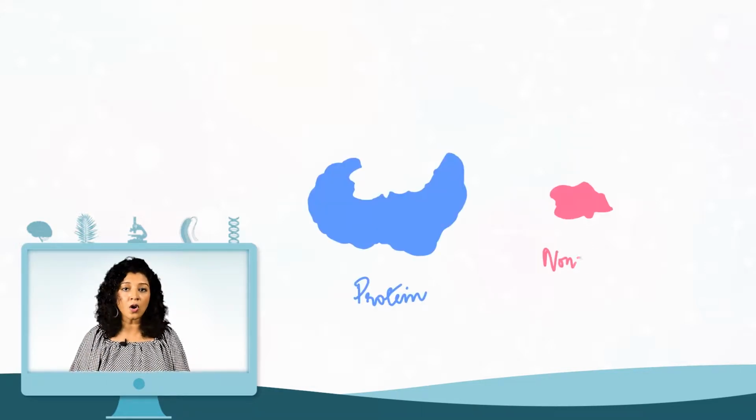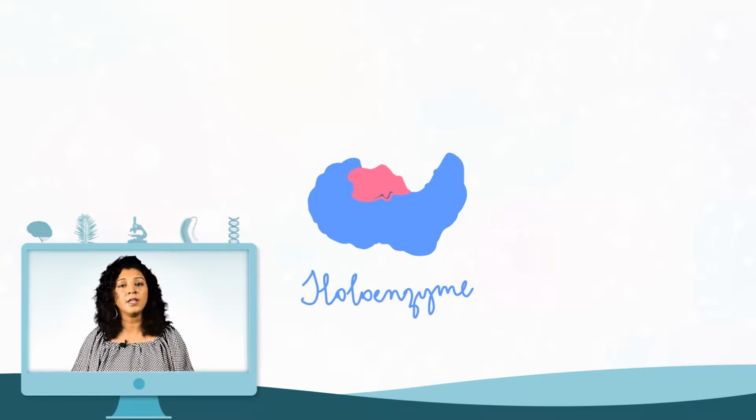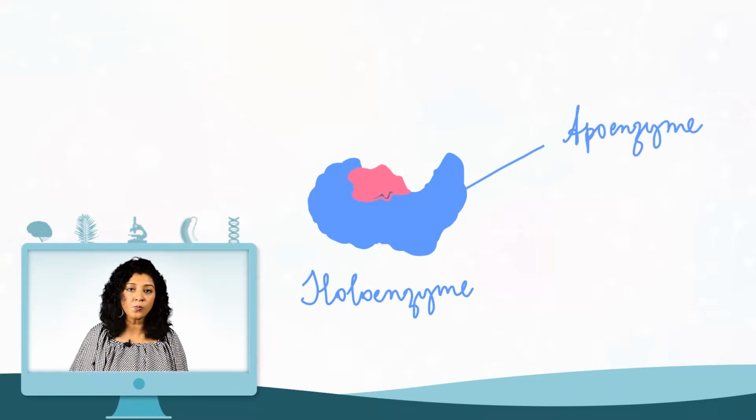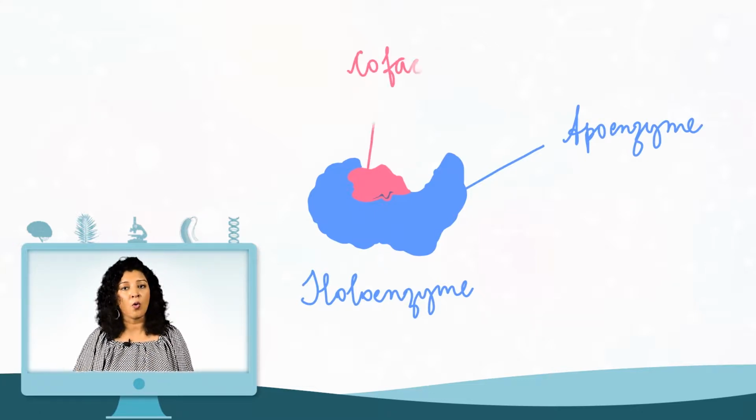Now, although enzymes are proteins, most enzymes are not protein alone. They have a non-protein part which is very essential. And it is the protein and the non-protein part put together that forms the fully functional catalytic enzyme. This is called the holoenzyme. And the protein alone part of it is called the apoenzyme. And the non-protein part which binds the apoenzyme is called a cofactor.